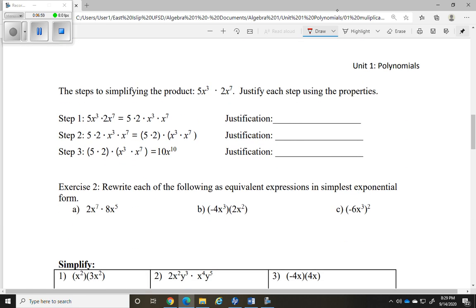Next page, the steps to simplifying the product of 5x to the third times 2x to the seventh, and we have to justify each step by writing down what property was used. If we start with 5x to the third times 2x to the seventh, and we write it as 5 times 2 times x to the third times x to the seventh, really they just rearranged the order, didn't they? This was 5 times x to the third times 2 times x to the seventh, and they rearranged the order. So remember, rearranging the order is the commutative property.